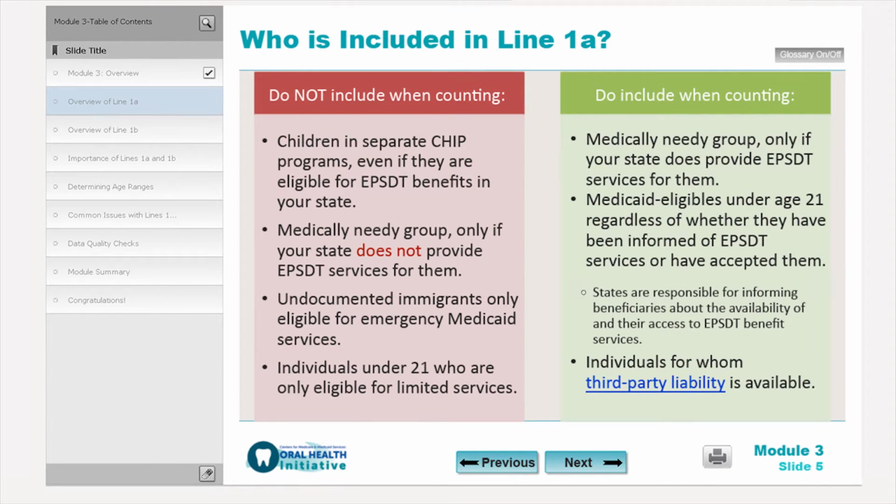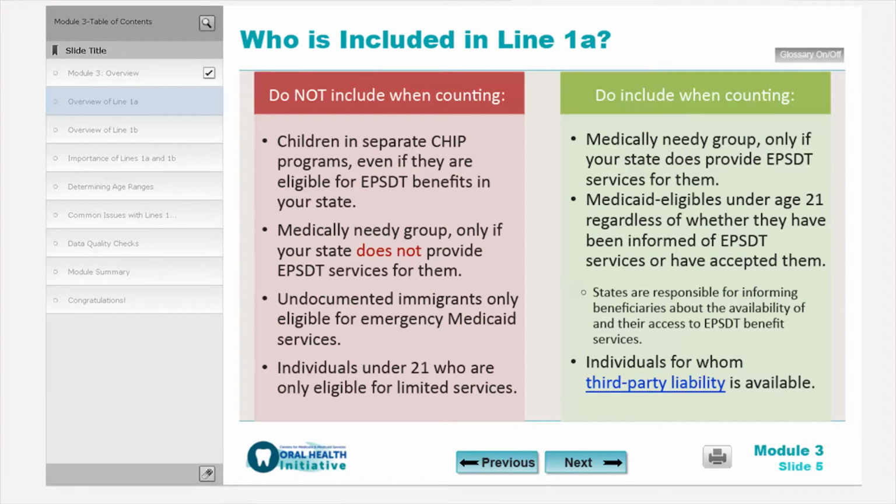Let's talk a little more about who not to include and who to include when reporting Line 1A. When counting eligibles for Line 1A, do not include children in separate CHIP programs, even if they are eligible for EPSDT benefits in your state. Children in a medically needy group, but only if your state does not provide EPSDT services for them. Undocumented immigrants only eligible for emergency Medicaid services, or individuals under 21 who are only eligible for limited services.